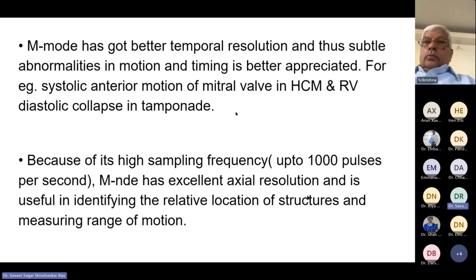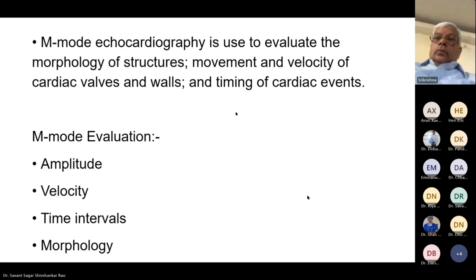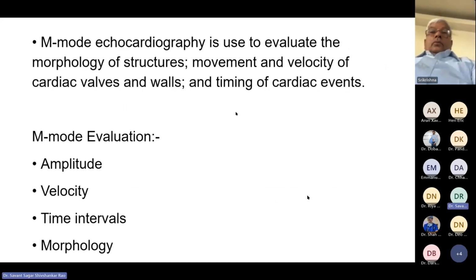M mode has better temporal resolution, and thus subtle abnormalities in the motion and timing are better appreciated. For example, systolic anterior motion of the mitral valve in hypertrophic cardiomyopathy, and RV diastolic collapse in tamponade, can be better appreciated. Because of its high sampling frequency, M mode has an excellent axial resolution and is useful in identifying the relative location of the structures and measuring the range of motion. So with M mode, we can appreciate the morphology, time interval, velocity, and amplitude.